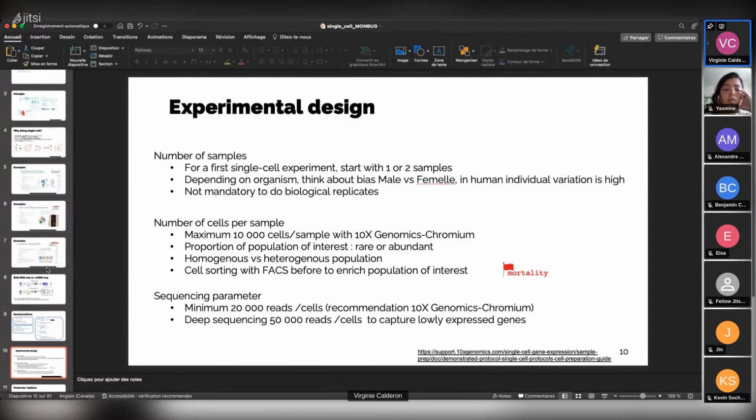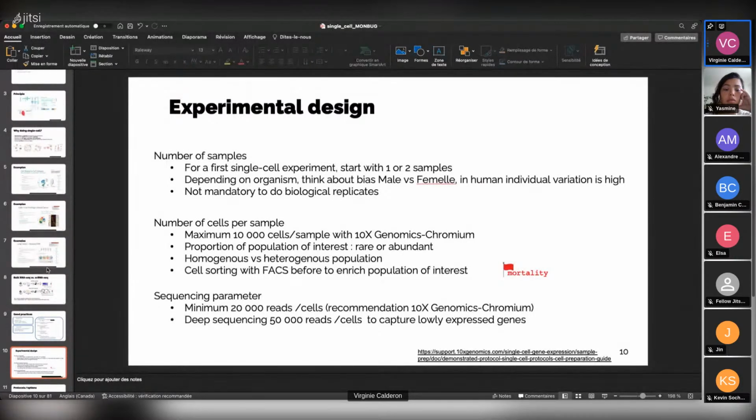If you don't have this number of cells, that means there is something wrong. Maybe your cells were dying, or something clogged in the Chromium, etc. So you need to know what the target was at the beginning. With the Chromium, you can target a maximum of 10,000 cells at a time. Usually people are doing 5,000, but sometimes they go to the maximum.